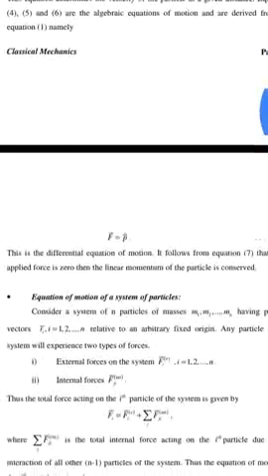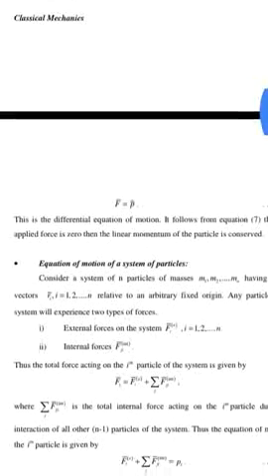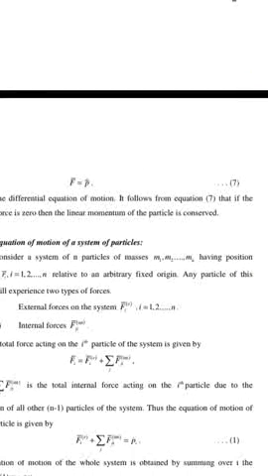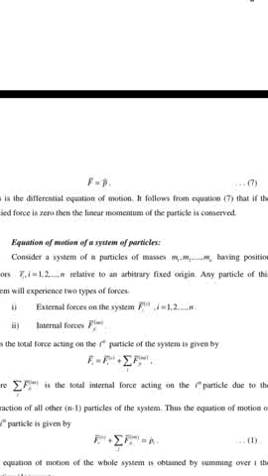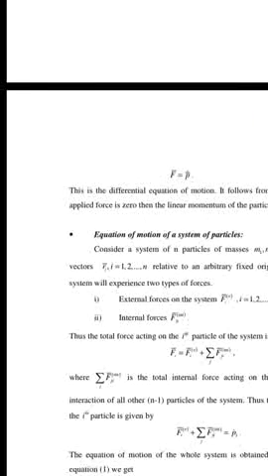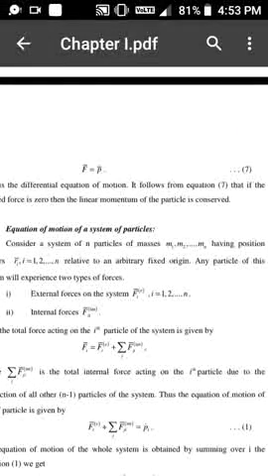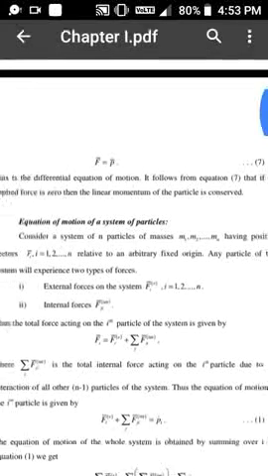namely F bar is equal to P bar dot. This is the differential equation of motion, and it follows from equation 7, F bar is equal to P bar dot, that if the applied force is 0, then the linear momentum of the particle is conserved, that is P bar dot is equal to 0, P is constant.